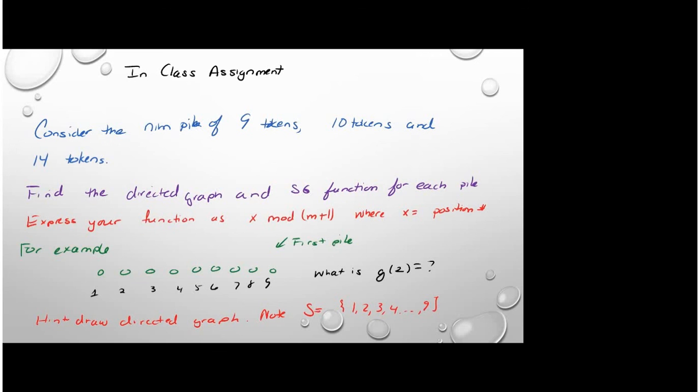So figure this out now for 9, 10, and 14. So for the 10 and 14, what would you be allowed to take from a subtraction set with 10 tokens in it? Right.